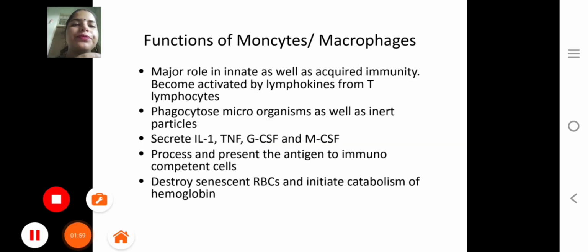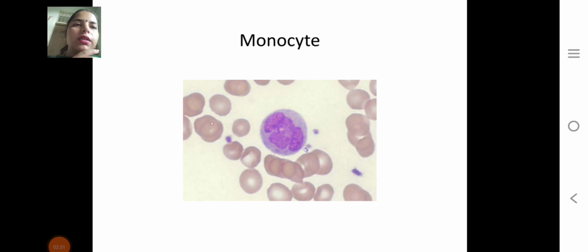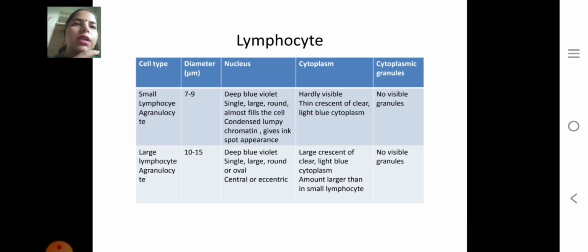Functions of the monocytes: major roles in innate as well as acquired immunity. They become activated by lymphokines from T lymphocytes, phagocytose microorganisms as well as inert particles, secrete IL-1, TNF, G-CSF and M-CSF, process and present antigens to immunocompetent cells, destroy senescent RBCs and initiate the catabolism of hemoglobin. Next is the structure of the monocytes.